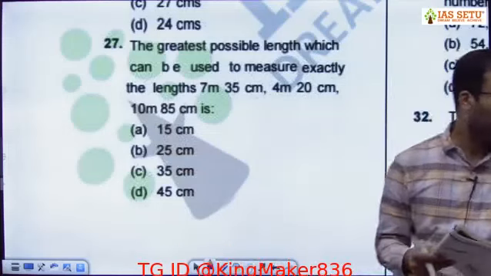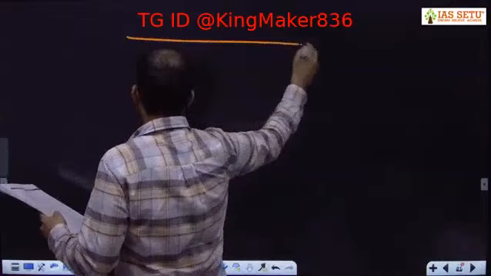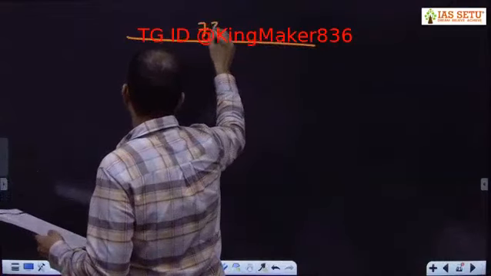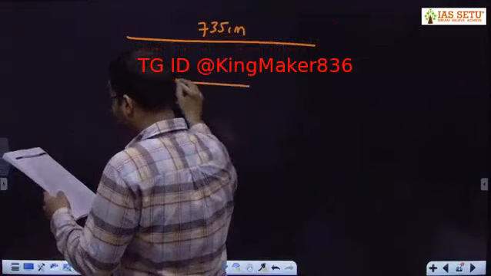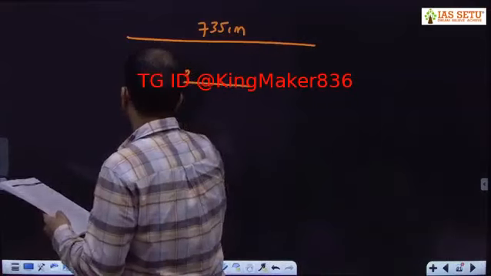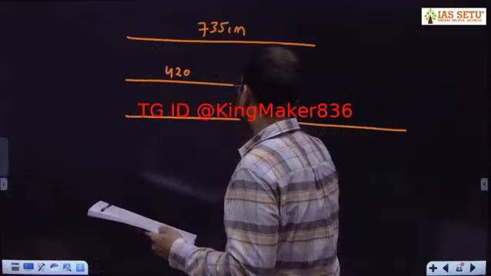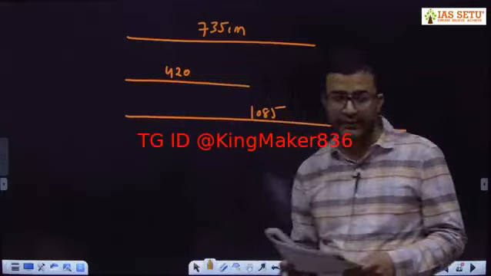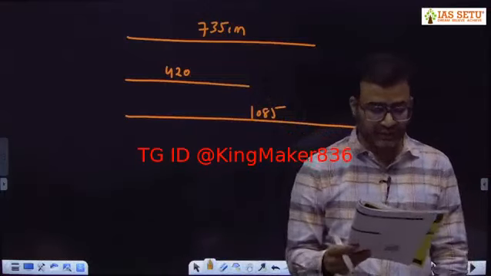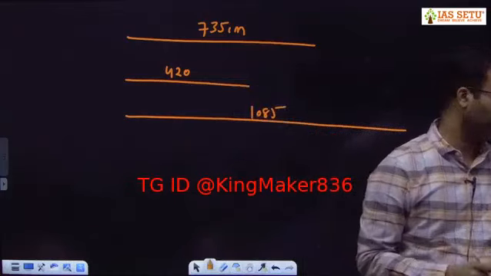Okay. So we have three length. One is 7 meter 35 centimeter means 735 centimeter. Second length is 4 meter 20 centimeter means 420 centimeter. Third length is 10 meter and 85 centimeter is 1085 centimeter. So what is the greatest possible length which can be used to measure this length? I tell you the question.